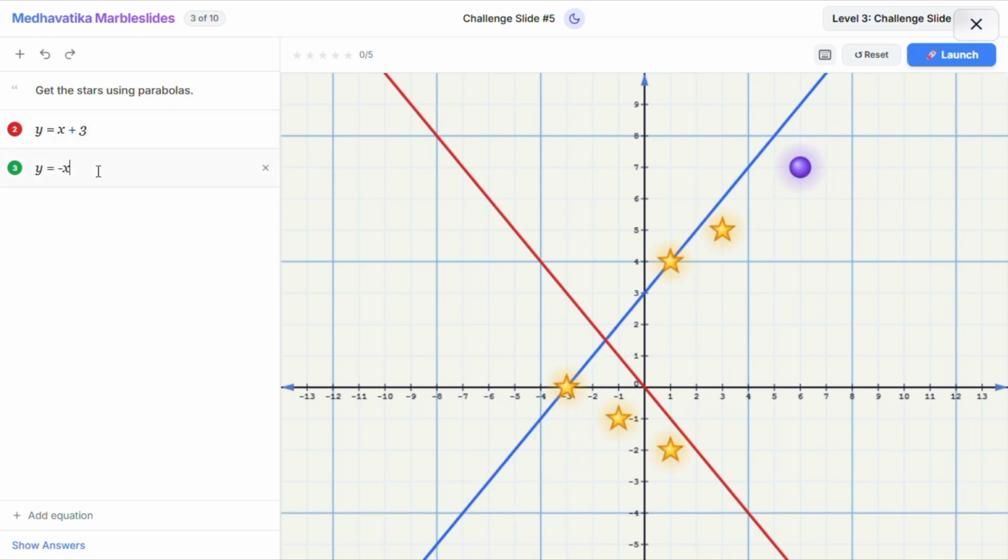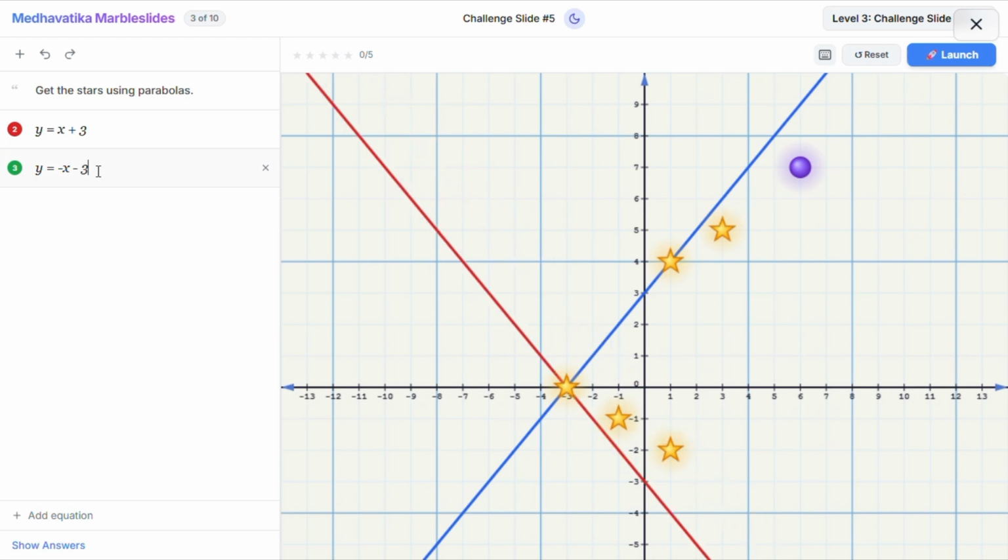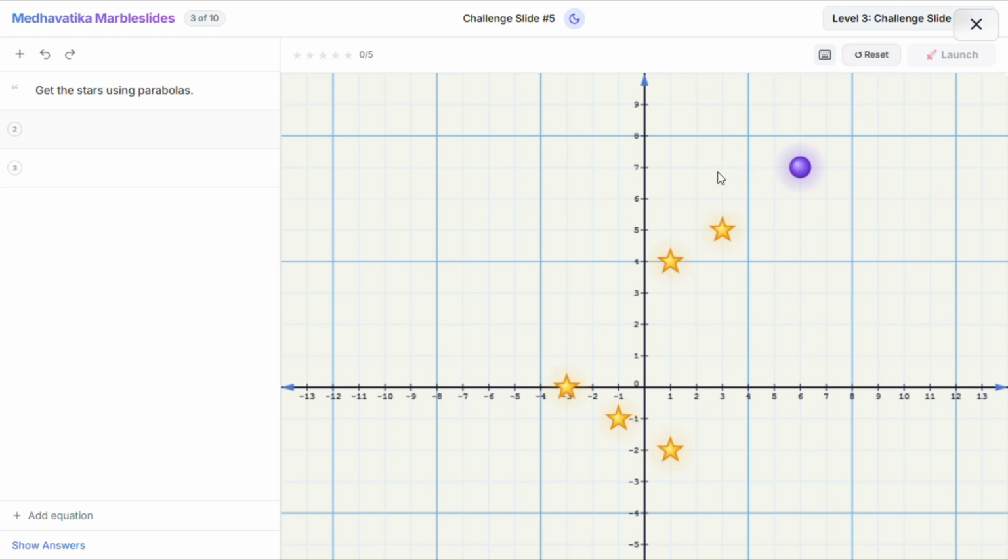Watch how precise adjustments to the slope and the vertex allow the marbles to flow smoothly from one section to the next. This shows how mathematical functions can be used to model movement and solve physical problems in a digital space. Great job on completing these levels.